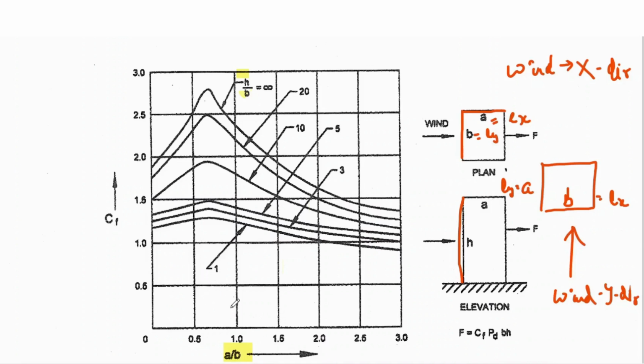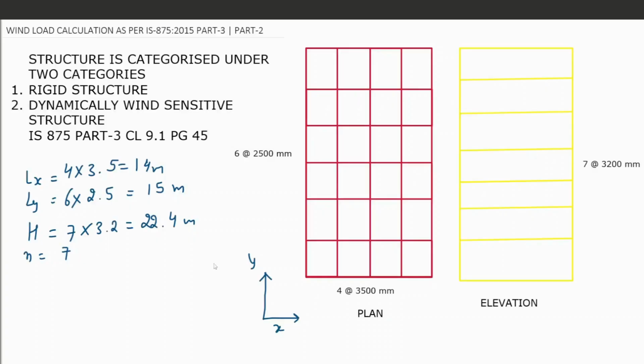So let's move to the example and see how we calculate the wind load. Now we are calculating the wind load for this case. We know that Lx is equal to 14 meters, Ly is equal to 15 meters, the height of the structure is 22.4 meters, and the story height of a single story is 3.2 meters. The rest of the parameters we will assume in the equation.